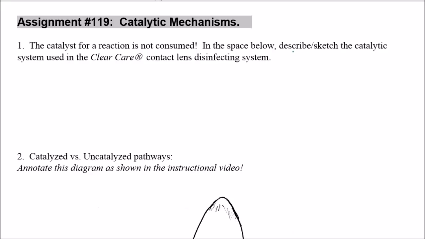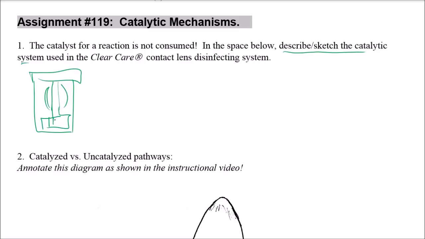Alright, here the first question asks you to sketch the catalytic system. So make some kind of sketch from what you've seen. And there's this area where you put your actual lenses, and then there's the catalytic disc down here. And we can label that as the catalyst. And you saw that the bubbles form on the catalyst. So put some bubbles in your picture.